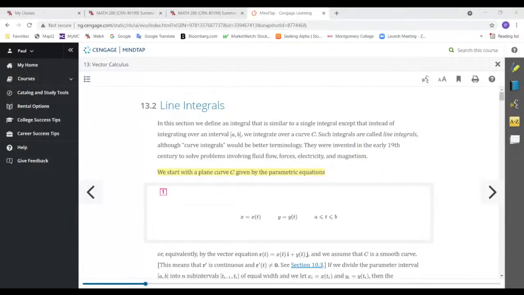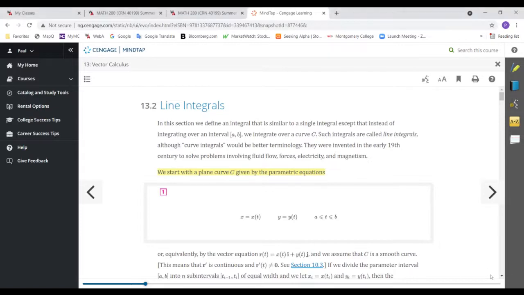Okay, so I'm going to give you a guided tour here of section 13.2, and then we'll look at a few examples. But line integrals. Now, it comments here that in this section we define an integral that is similar to a single integral, except that instead of integrating over an interval from a to b, we integrate over a curve C. Such integrals are called line integrals, and they were invented in the early 19th century to solve problems involving fluid flow, forces, electricity, and magnetism.